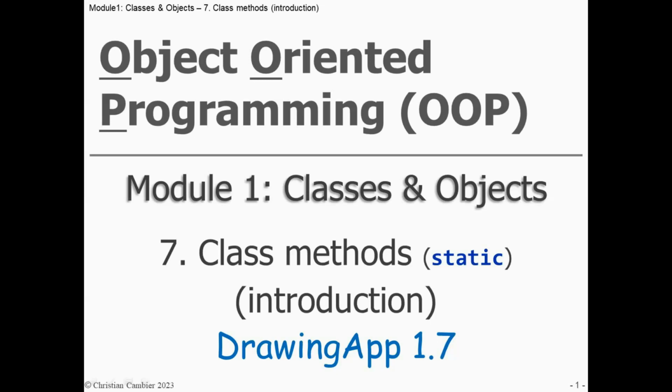Hello and welcome to part 7 of this series about object-oriented programming. In this second part about class members, I'll introduce class methods, so the methods denoted with the static keyword. That as a sequel to the previous version where I demonstrated the use of class member variables. Implementing class methods in this version 1.7 will be the solution to the problem we had in the previous version.